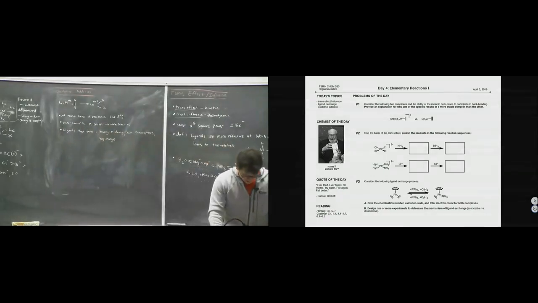Okay, problem of the day number 3, part A. Vincent. The coordination number is 5 for each of the complexes. Okay. The oxidation state is 1 for both of the complexes. And the total electron count is 18 for the complexes.